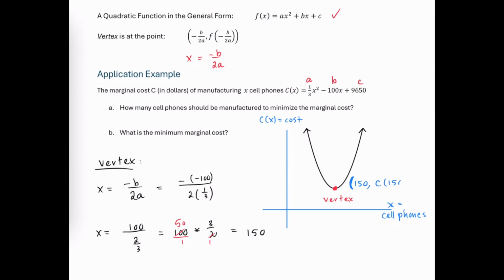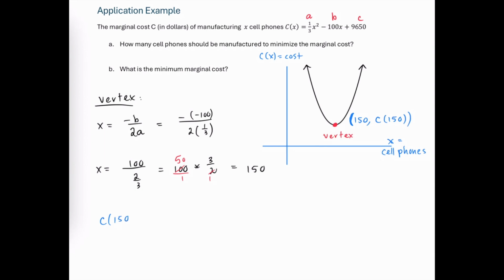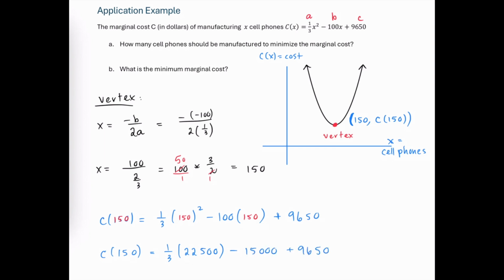and now we need to calculate the corresponding output by plugging 150 into the cost function. So the cost function evaluated at 150, let's copy our cost function down, and we leave holes for the independent variable x. This helps us to be more accurate with our signs. And then we plug 150 into all of the x variable spots. And now we simplify. 150 squared is 22,500, minus 100 times 150 is 15,000, plus 9,650.